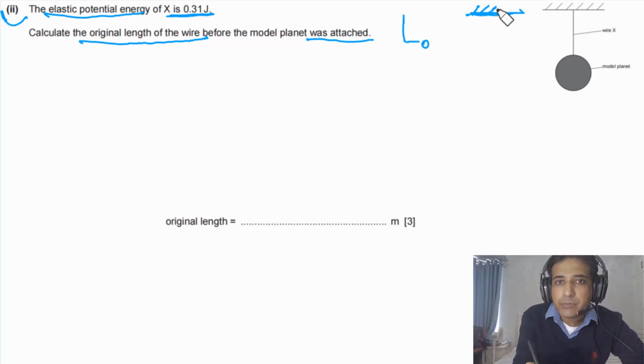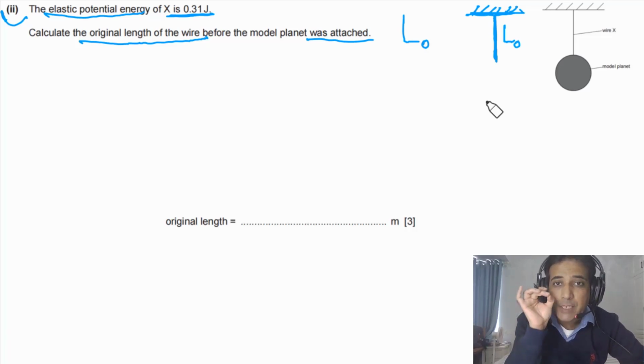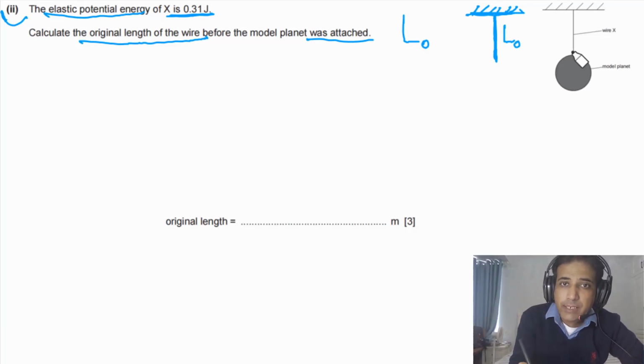First of all, simply imagine we have this wire and there is no planet attached to the wire, and the length of this wire is L naught. The question is asking us to find this value of L naught. Then we attach this planet to the wire, and let's say this length is L1. So the extension in this case will be equal to L1 minus L naught.